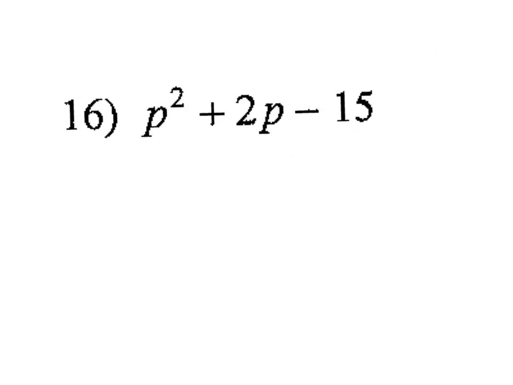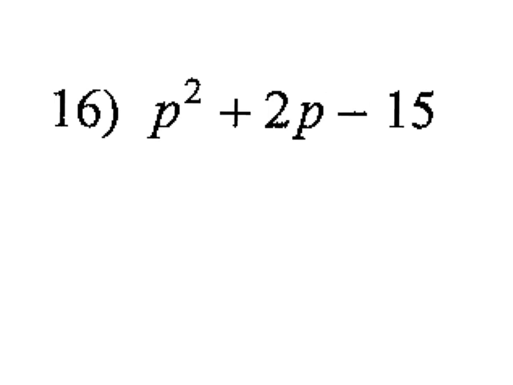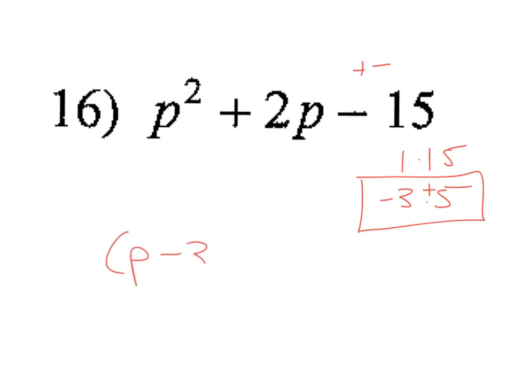Okay, so on this one, again, I have a trinomial with a 1 out front, so I'm looking for factors of negative 15 that add up to 2. So I've got 1 times 15, 3 times 5. Okay, so I'm probably looking at the 3, 5 combo. Let's look at our signs. You need a positive and a negative. So to get a positive 2, I need a negative 3 and a positive 5. So I'm going to have p minus 3 and p plus 5.